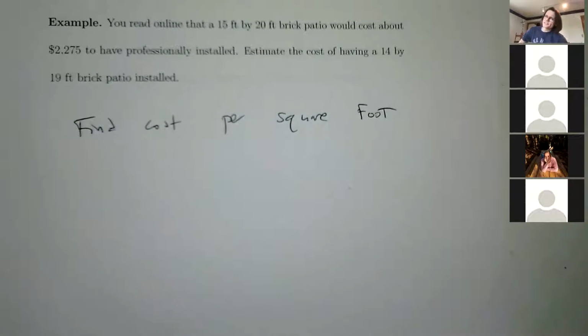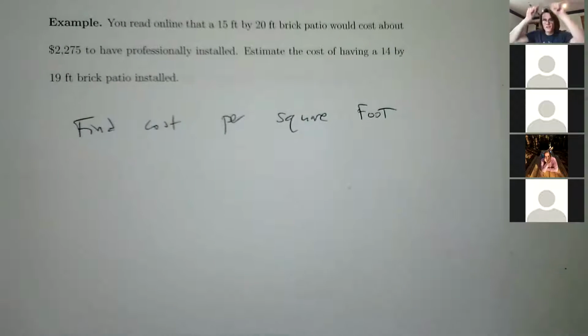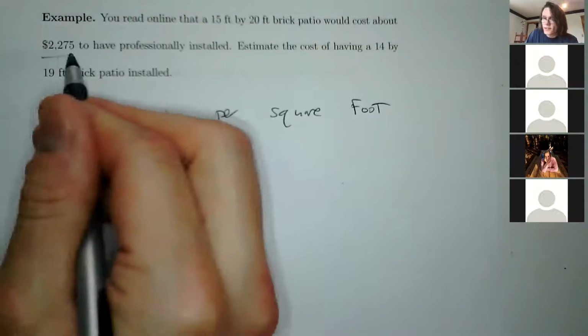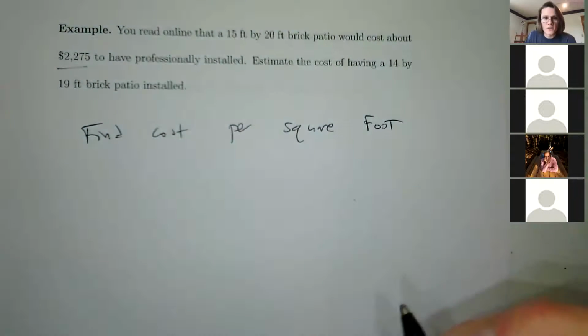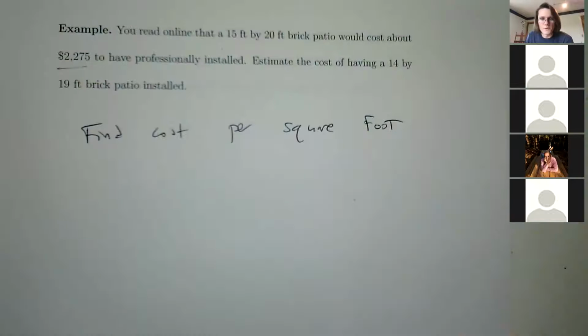And remember, when we did areas and volumes, we talked about square units, right? When we talked about the area of a rectangle, the units were like inches squared or feet squared or something like that. So that's what the square foot means. Again, it's the units of an area, like a deck or a patio. So what I'm going to do is, it costs $2,275 for a 15 by 20. So I'm going to compute the area of that brick patio. And the assumption here is that it's rectangular. They give you the dimensions of it. So it'd be weird if it wasn't.